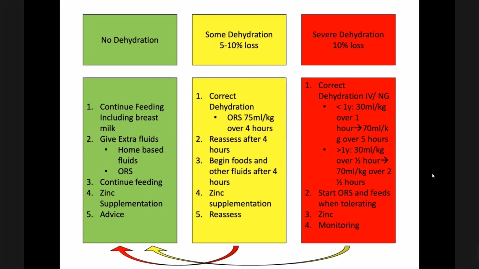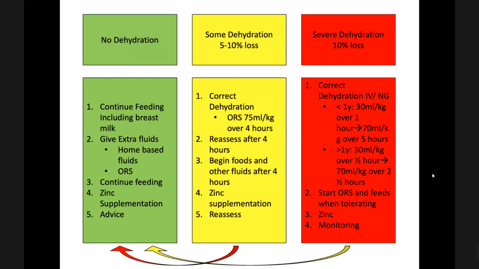Now, suppose the child is less than 1 year. So we give the first 30 ml per kg over 1 hour, and the balance of 70 ml per kg we give over 5 hours. If the child is more than 1 year, we can do this a bit quickly. So first 30 ml per kg you give over half an hour, balance you give it over 2.5 hours. So if the child is less than 1 year, you correct the severe dehydration over 6 hours. If the child is more than 1 year, you correct the severe dehydration over 3 hours.